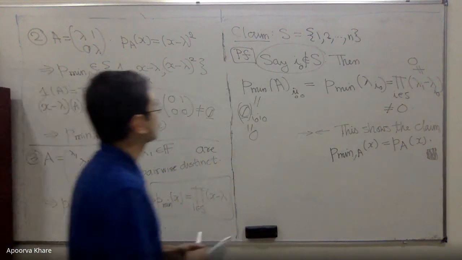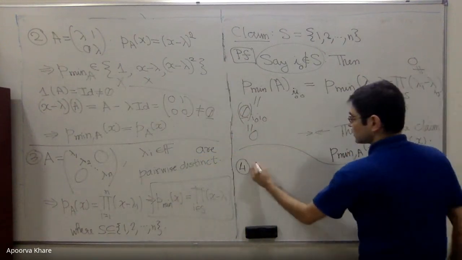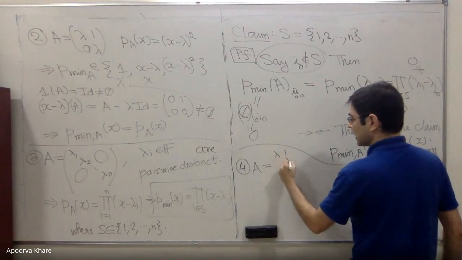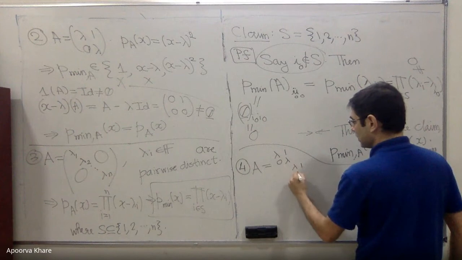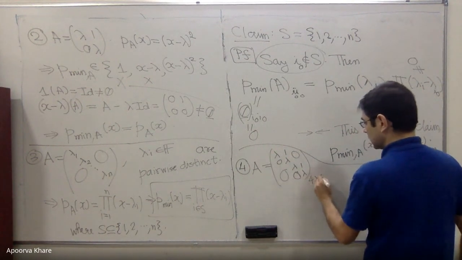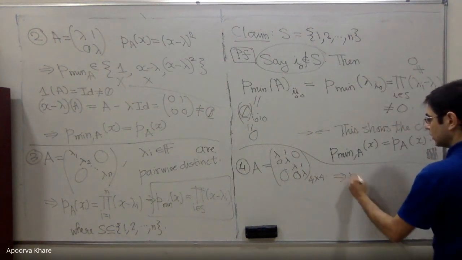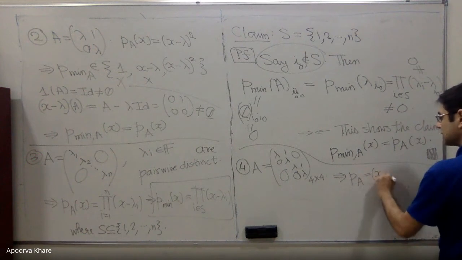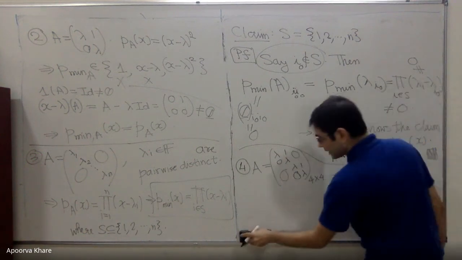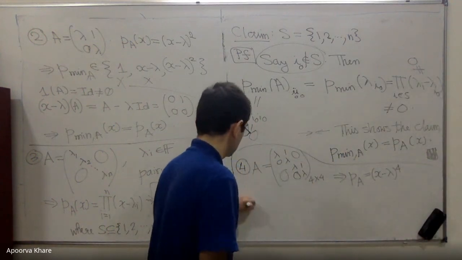Well, I'll do one more just for fun. This time A is basically two of those examples: lambda 1, lambda 0, lambda 1, 0, lambda. It's a 4 by 4 matrix. Once again, the characteristic polynomial is x minus lambda to the fourth. So the minimal polynomial divides that, and then you can check that again, x minus lambda of A is not 0.